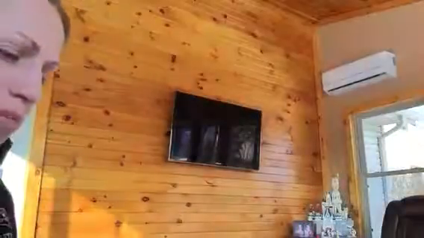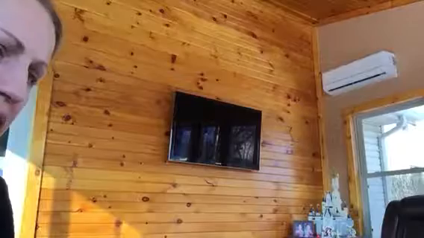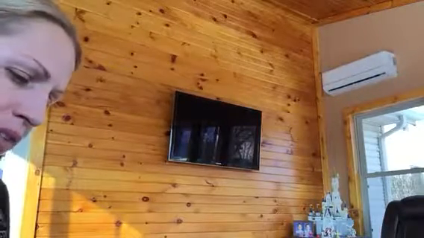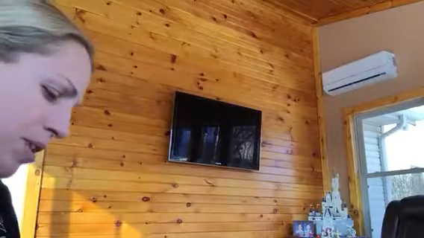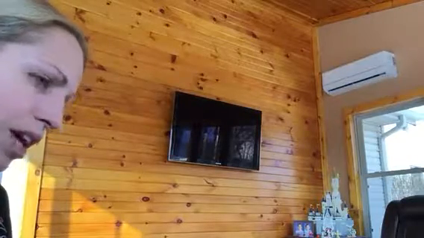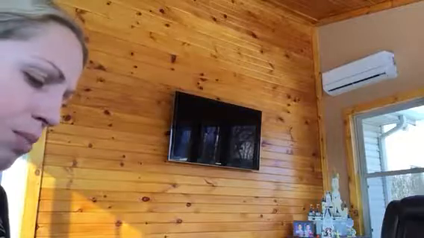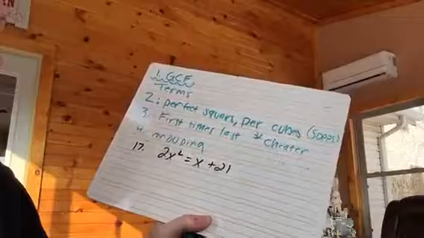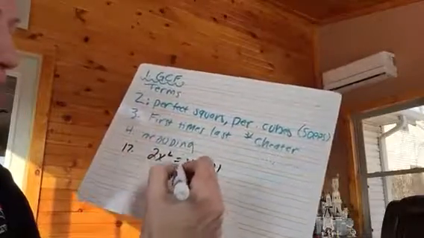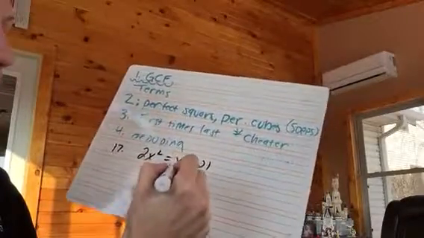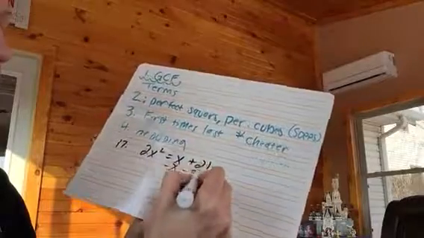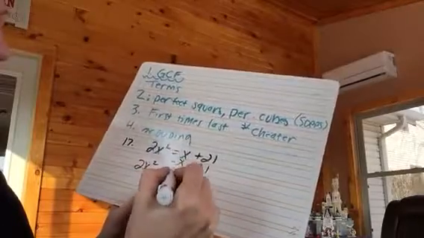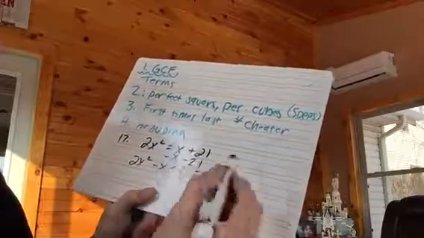Okay, I am going to do one more. I'm going to do number 17. Number 17, we have 2x squared is equal to x plus 21. Okay, so I picked this one just to, again, reiterate how we want to move stuff to the other side. So this one has nothing to subtract from, so we need to minus x and minus the 21. So we would end up with 2x squared minus x minus 21 is equal to 0.